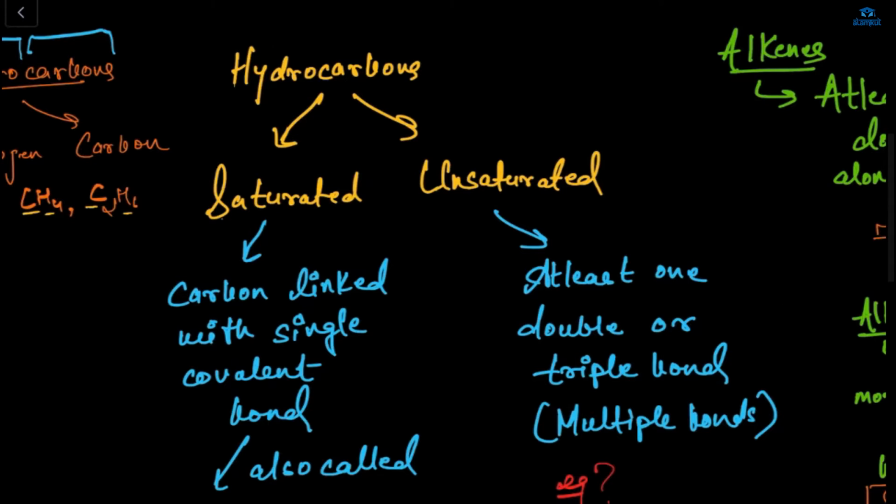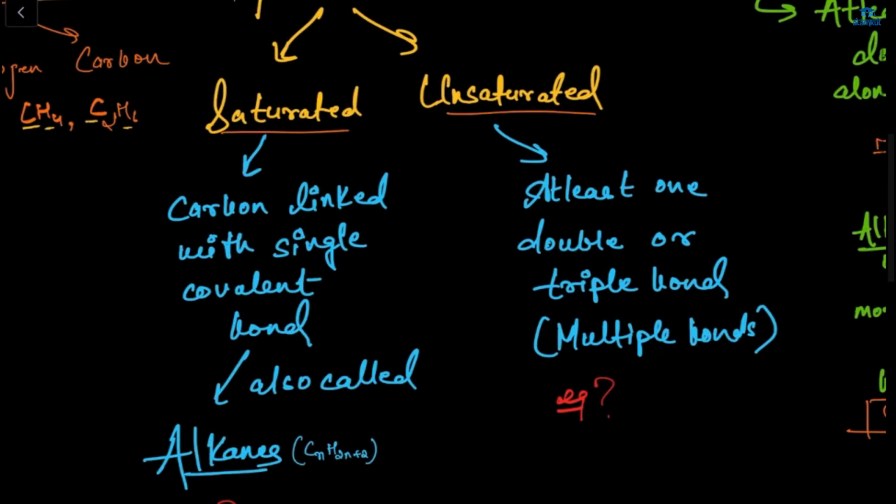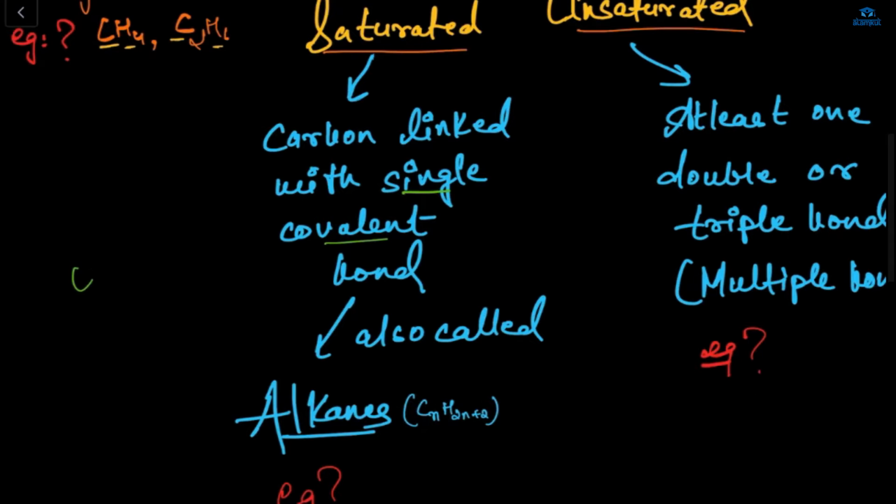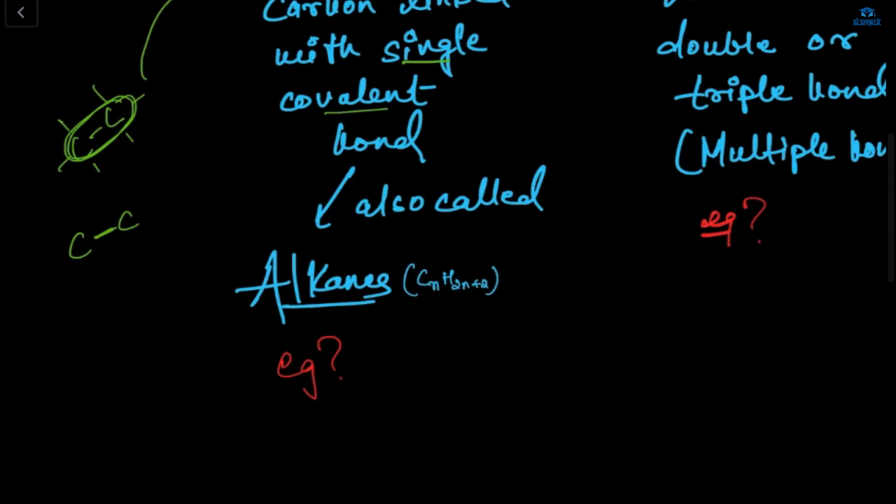Now hydrocarbons are classified into two types: first saturated and second unsaturated. Now, what are saturated hydrocarbons? Carbon linked with a single covalent bond is known as saturated. Saturated means your carbon is linked like this, and here is your single bond. So this is a saturated hydrocarbon: between the carbons there is a single bond. Example, alkane.